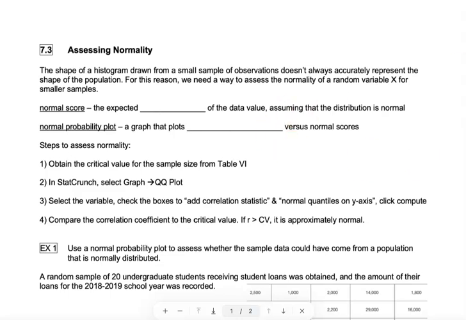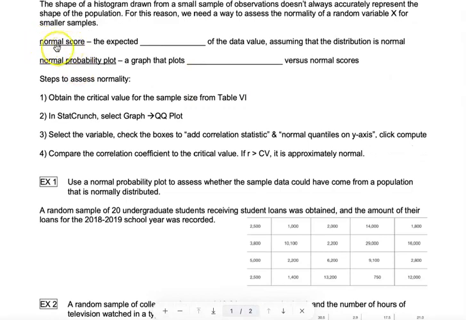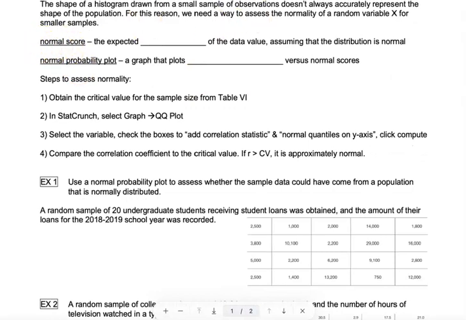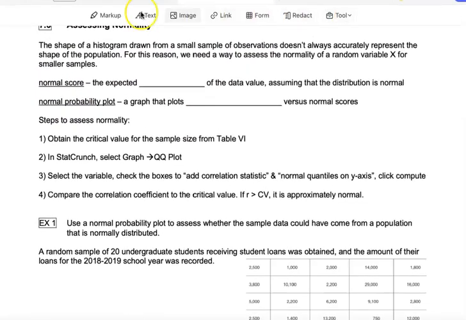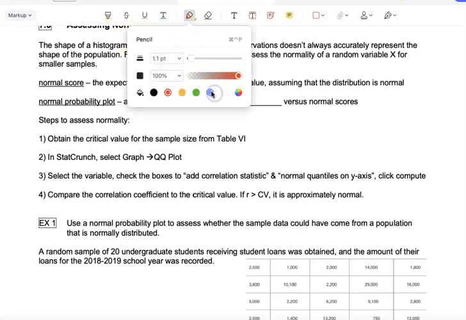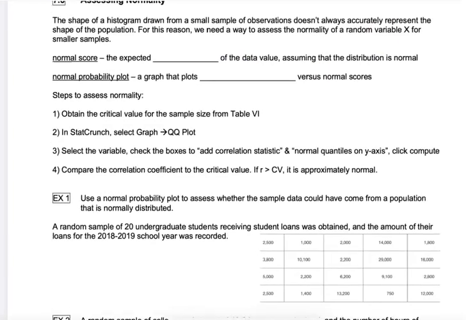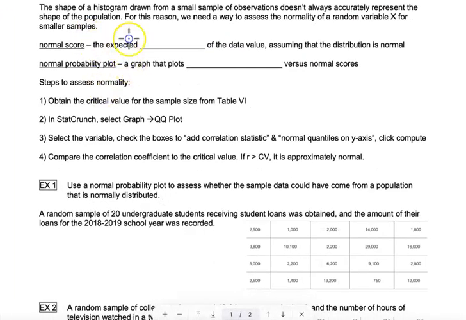So a couple definitions. First, the normal score. A normal score is something we're going to be looking at. It is the expected z-score of the data value, assuming that the distribution is normal.